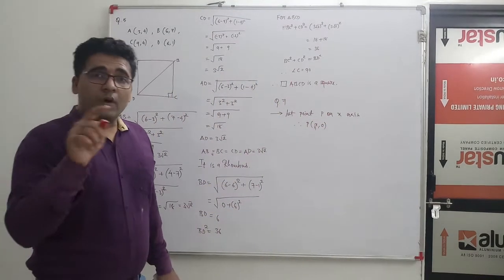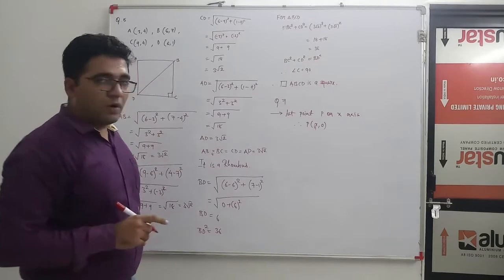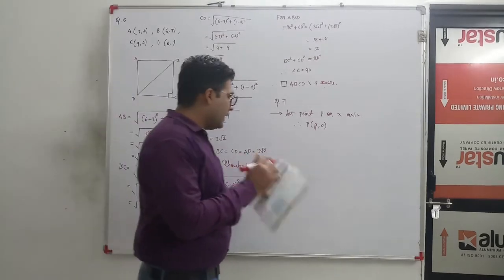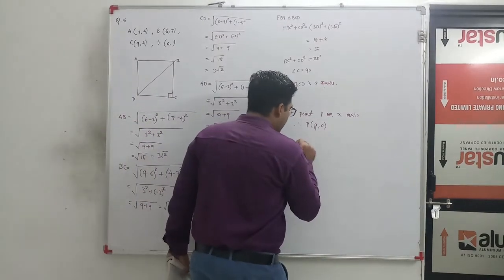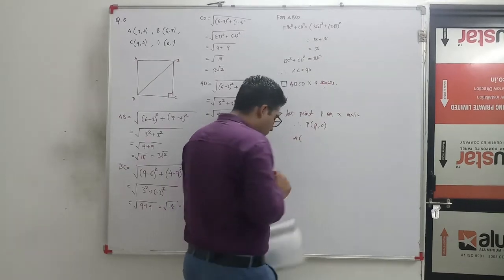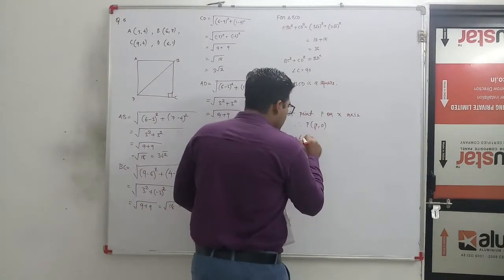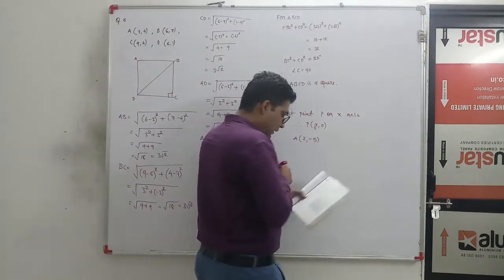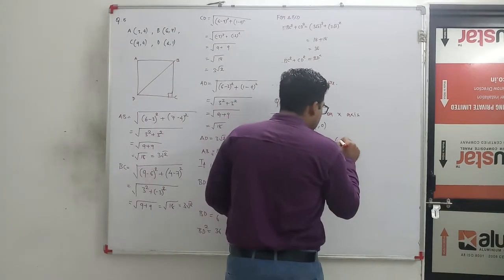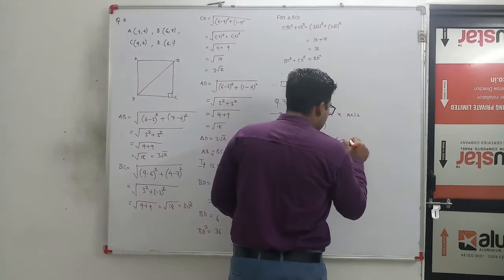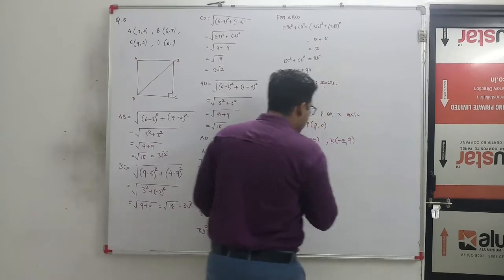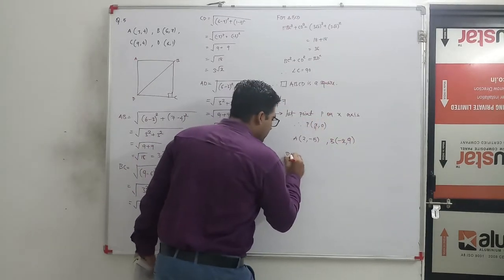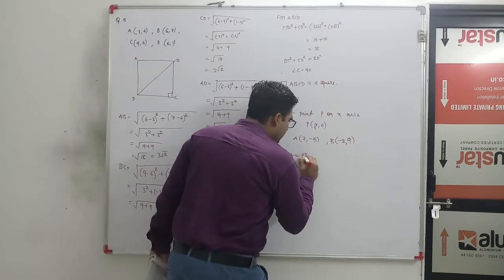If it is on the y-axis, then I can use 0, y. What it said is that it is equidistant. So here the first point is A, that is (2, -5), and another point B, that is (-2, 9). What it said is that they are at equidistance, it means PA is equal to PB.